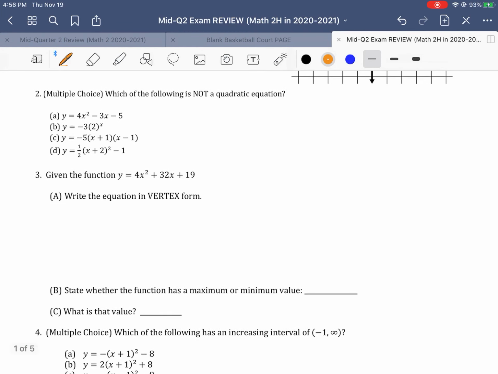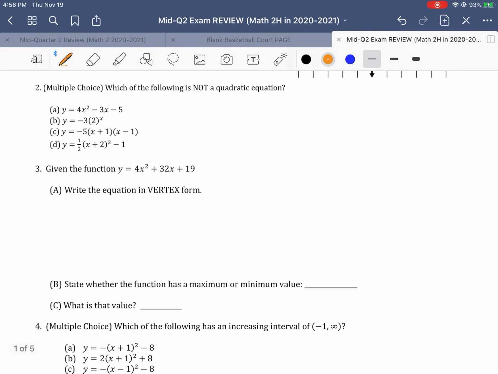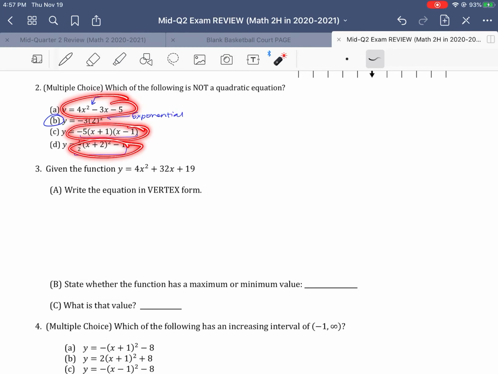Okay, number 2 is a multiple choice question. Which of the following is not a quadratic equation? Remember, quadratic equations have a degree of 2, so if we look at this one, it's definitely quadratic. Part B, this one has a variable in the exponent, so that means it is exponential. So this one is not quadratic, definitely that one. Looking at part C, definitely quadratic here. This is an intercept form, the x and the x, and then down here this is vertex form. So there are our 3 forms of quadratic: standard, intercept, vertex.